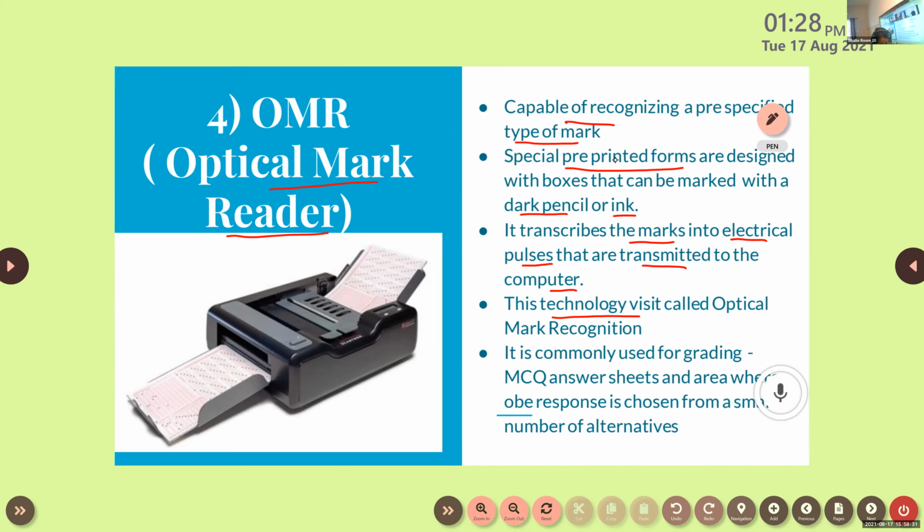So OMR stands for optical mark reader. It is capable of recognizing a pre-specified type of mark, and then it sends the mark as electric pulses that are transmitted to the computer. So basically it is used for grading systems. This is how your sheets are corrected. It is commonly used for grading MCQ answer sheets. So what is the full form of OMR? Optical mark reader.